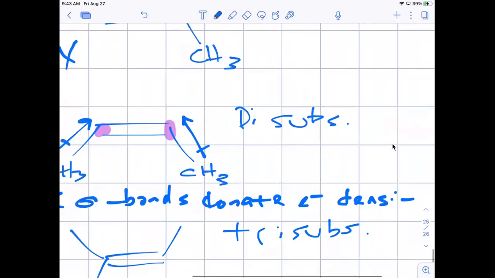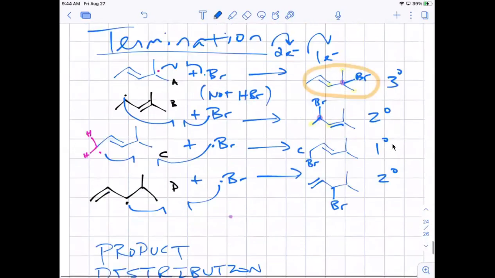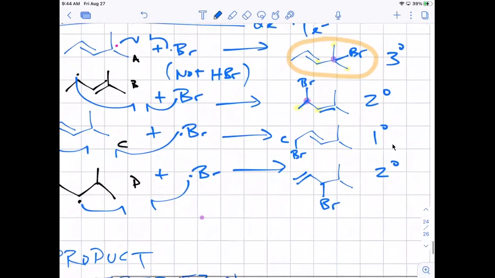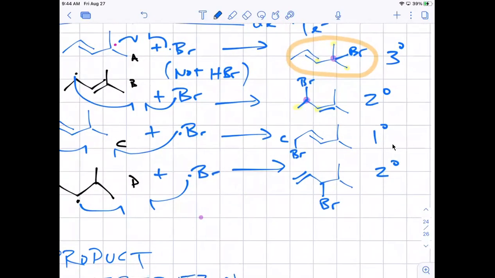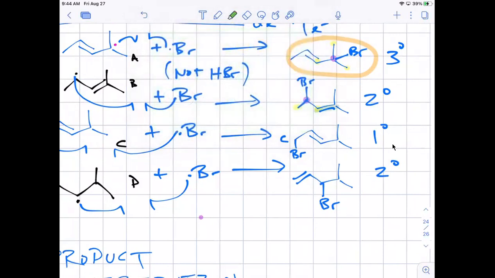All right. So let's go back up here and look at our products. Which one of those alkenes is the most substituted out of all the alkenes? Now we're talking about the double bond, so don't confuse that with where bromine is. Now we're talking about the alkene, which is here, here, here, and here.